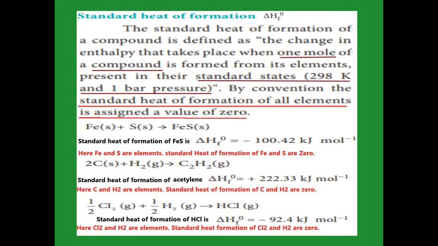In the same way, in the third example, half a mole of chlorine combines with half a mole of hydrogen to give 1 mole of HCl. For that 1 mole of HCl, some amount of energy is evolved, so a negative quantity is given: -92.4 kJ mol^-1. Since chlorine and hydrogen are elements, their standard heat of formation is 0. The definition is: the change in enthalpy that takes place when 1 mole of a compound is formed from its elements, with the elements in the standard state. What is the standard state? 298 Kelvin and 1 bar pressure.